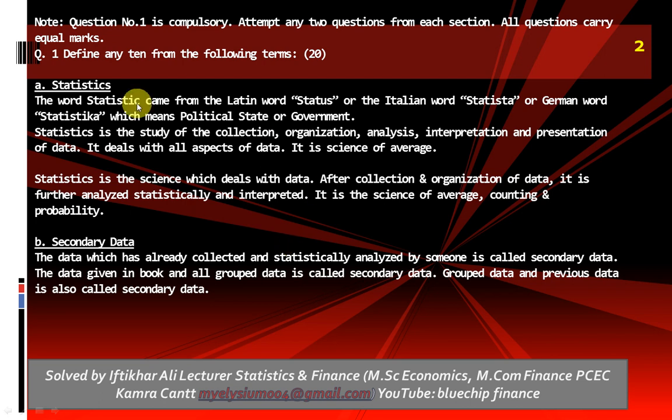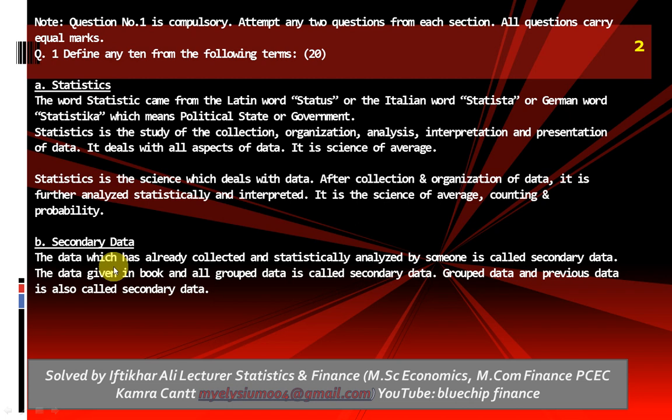First question is statistics. Statistics is a subject, as you know, that is a science of average. It is a science in which we divide the data into different parts: collection, organization, analysis, interpretation, and presentation of the data. It is a science of applied mathematics. It is a science of average and counting and probability.